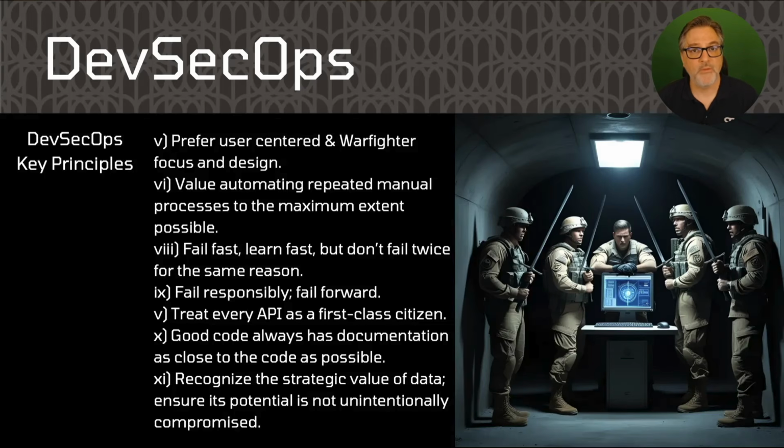Number 6, value automating repeated manual processes to the maximum extent possible. Now, this is something that I alluded to earlier when we were discussing the problem that we run into because of the disparity between the number of developers that are in the world versus the number of AppSec engineers. The AppSec engineers can't keep up. One of the solutions is automation, and that is right here in one of the key principles. This is what they're referring to. Automate everything that you can.